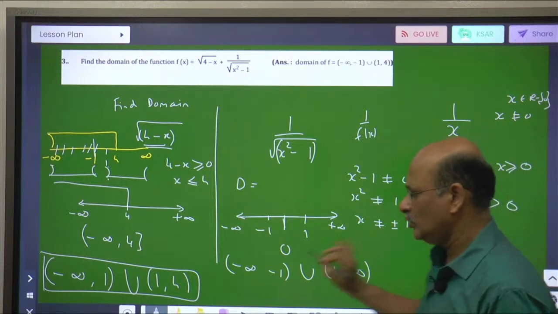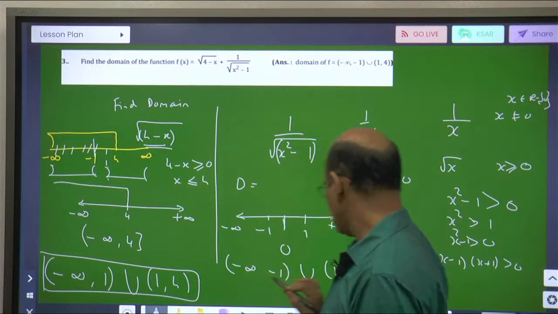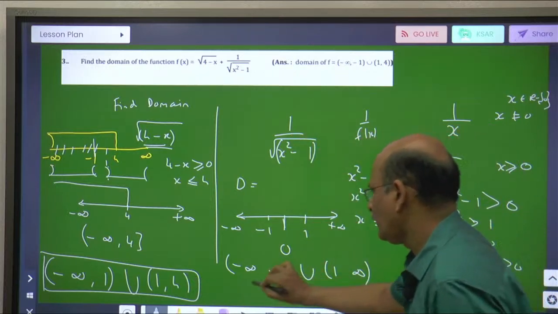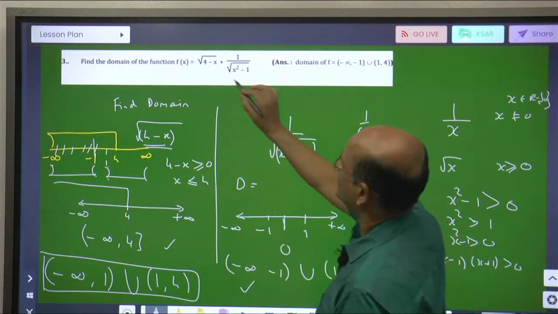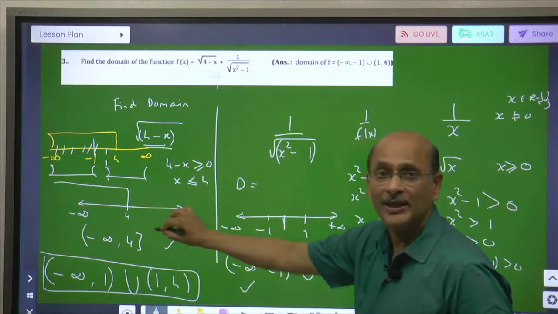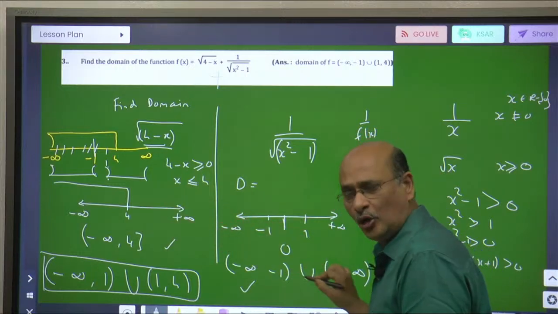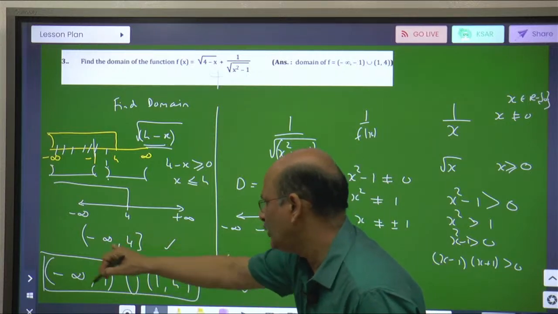That I am sure. So the round bracket implies it is not equal to plus or minus 1. So that's what I told. The domain of this is this. The domain of this is this. Now if there is a combination, look at the sum is plus. So the combination of this domain will be the common domain in both. That will be the answer. So that's why I wrote minus infinity to 1.